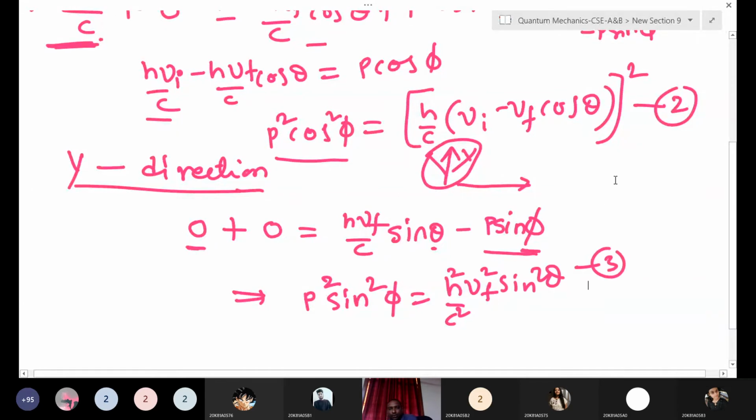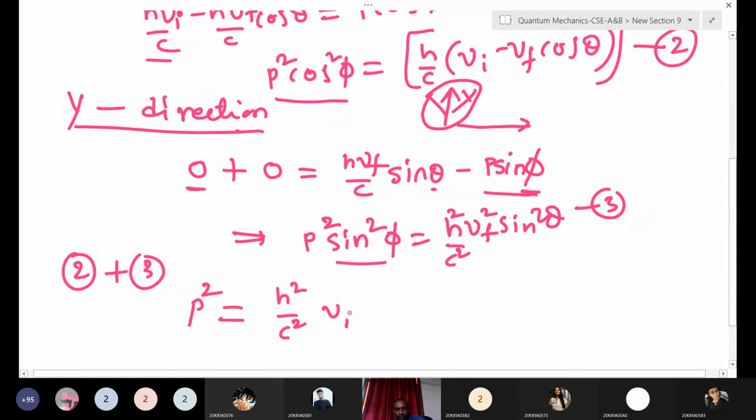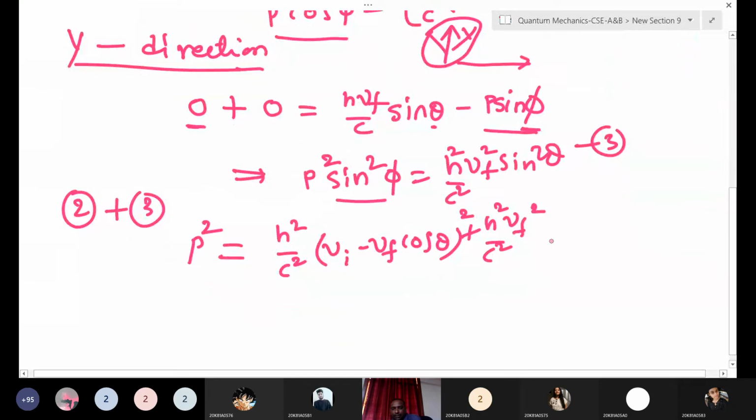Okay, observe expressions 2 and 3. You can sum up 2 and 3, do 2 plus 3. What we will get: here sine square phi, here cos square phi. Sine square theta plus cos square theta is equal to 1, right? Isn't it? Yes, sir. So you get p square equal to h square by c square, nu i minus nu f cos theta whole square, plus h square by c square, nu f square sine square theta. Just I added these two expressions.